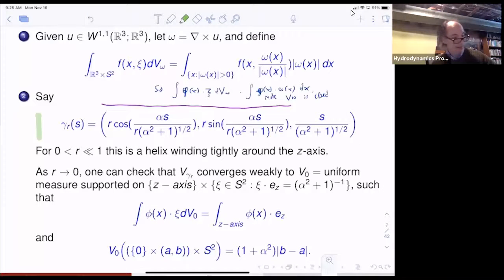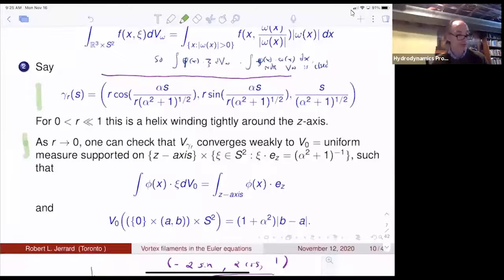But as R goes to 0, one can check that these measures, the ones corresponding to the curves, the associated varifolds, converge to a uniform measure supported on the product of the z-axis in R3 and in S2 this line of latitude. Okay, and so this is an example of a non-integral varifold, because if I have an integral varifold whose spatial support is the z-axis, then it's supported in S2, which will just be the tangent to this curve, and it's not. Instead, it's this line of latitude.